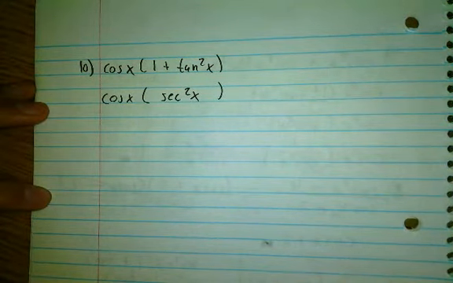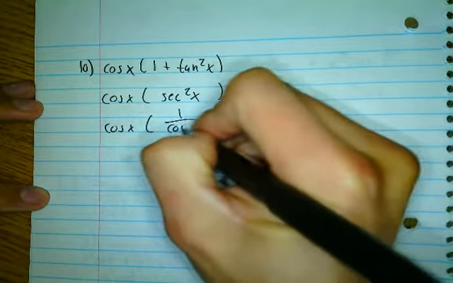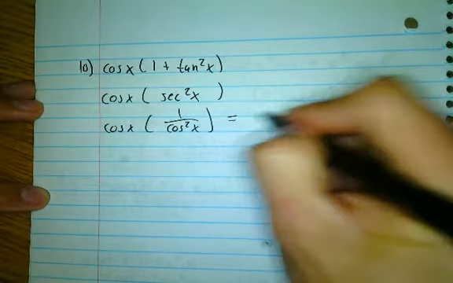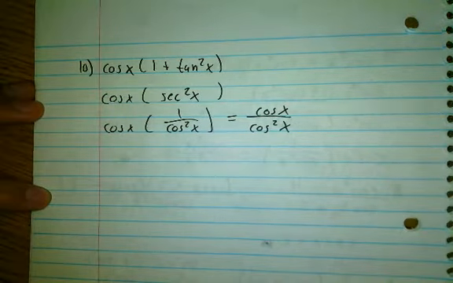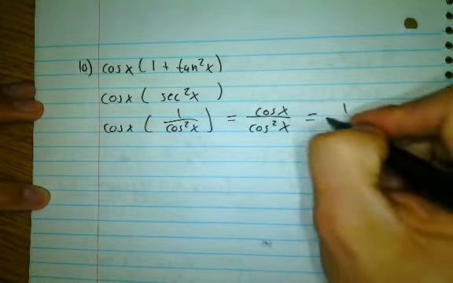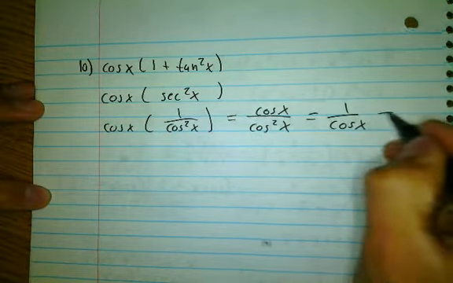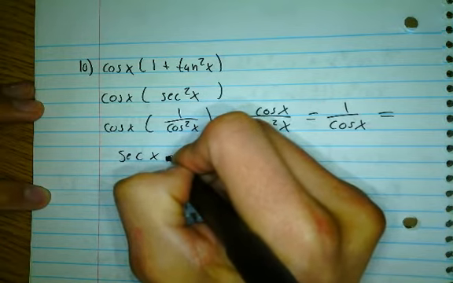Guys, this is the same thing as saying 1 over cosine squared x, right? Thinking out loud. Which is the same thing as saying cosine x over cosine squared x. Agreed? What's going to happen here? It's going to cancel, so it's 1 over cosine x. 1 divided by cosine x. Yes? Which is secant of x. Alright, we're going to call it a day there.